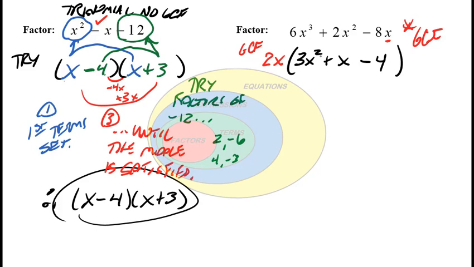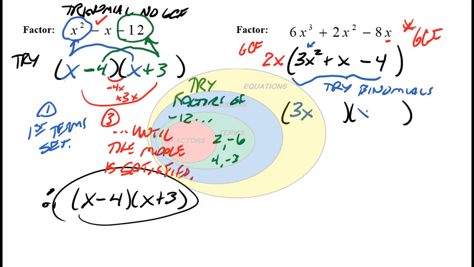So now, for the trinomial that's left, we're going to try to factor into two binomials. So again, if we factor into two binomials, notice they have to produce 3x squared, so it's got to be 3x and x. That's the only way I can multiply the first terms to get 3x squared. So now we're going to try factors of -4.